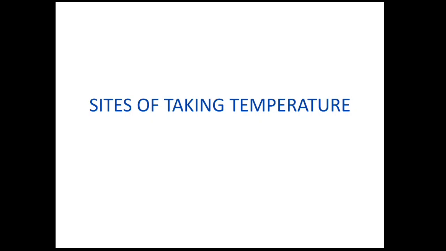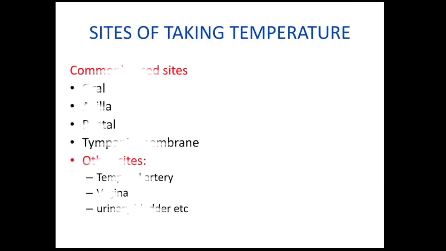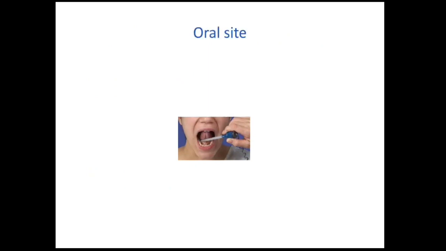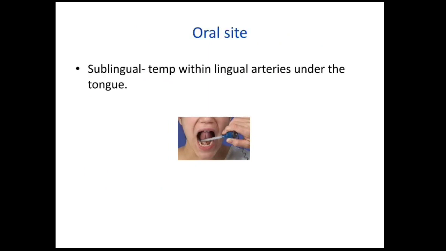Now let us discuss the sites of taking the body temperature. They can be divided into commonly used sites, which are oral, axilla, rectal and tympanic membrane, and some other sites which are not commonly used, including the temporal artery, vagina, urinary bladder, etc. First is the oral site. Usually, the thermometer is placed under the tongue, that is sublingual. Temperature within the lingual arteries under the tongue is monitored.